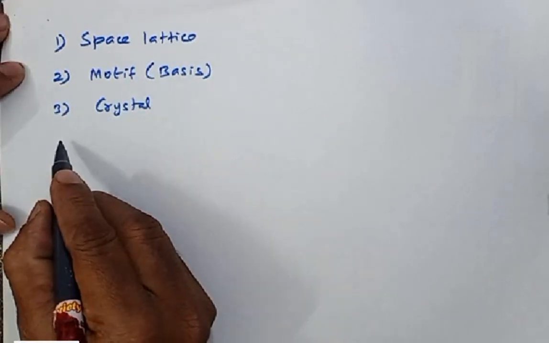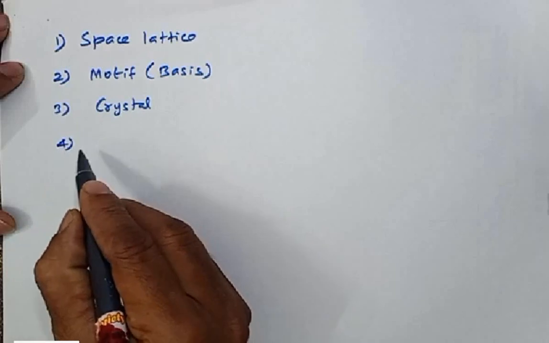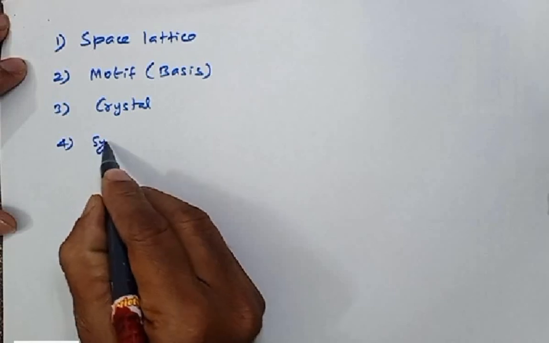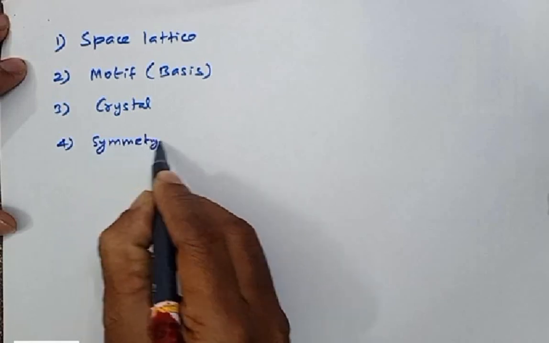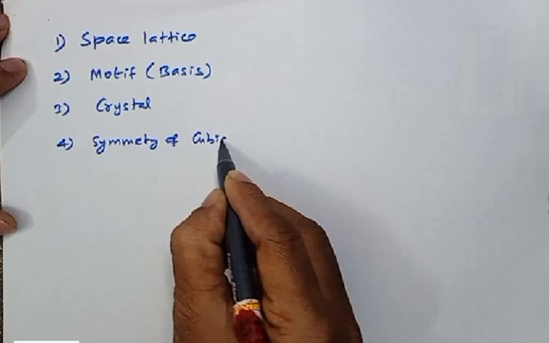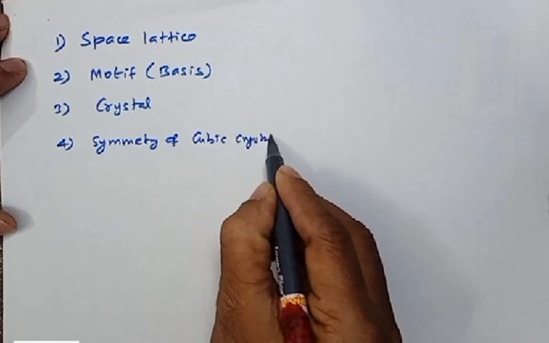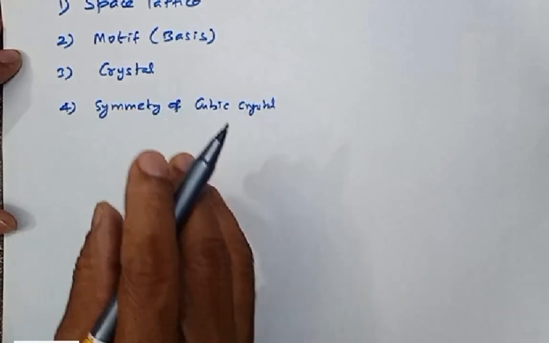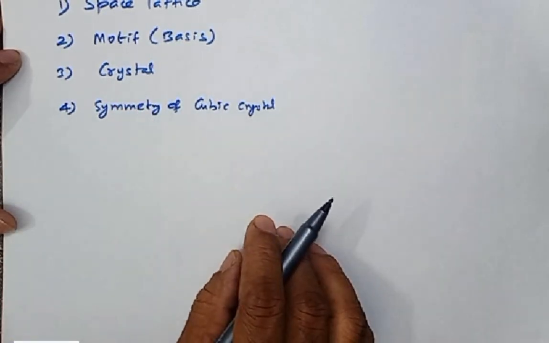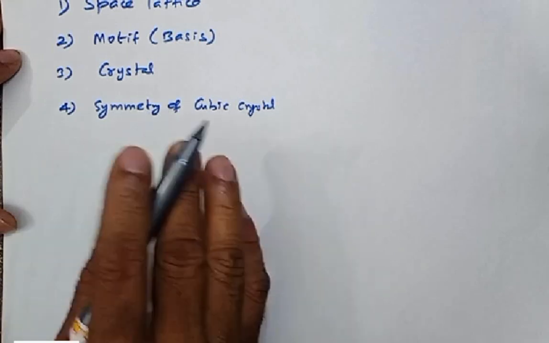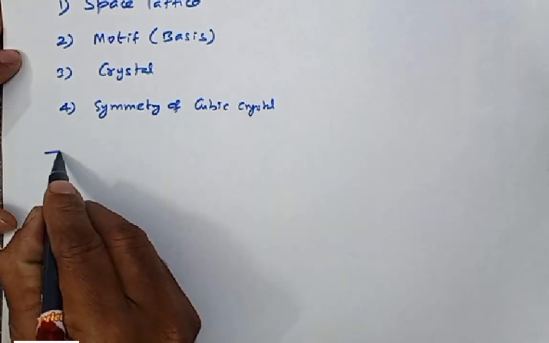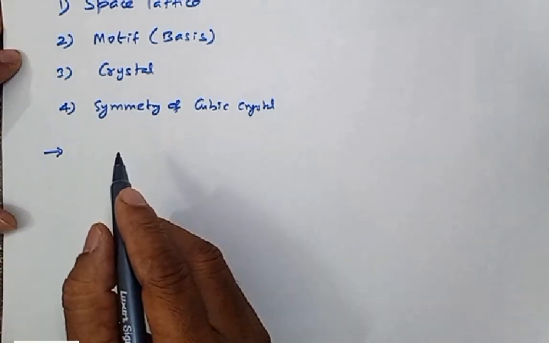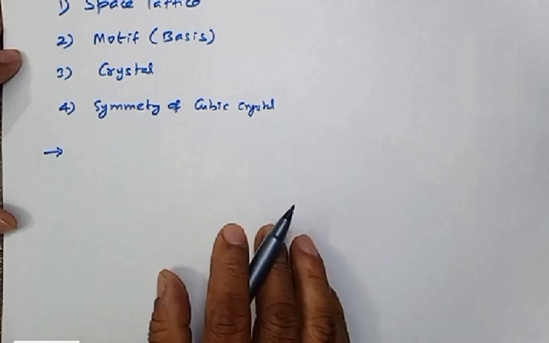Then we also discussed symmetry of cubic crystal, right? So symmetry of cubic crystal we discussed. Then we discussed some more basic informations. What we are going to do in this class is that we are going to understand what primitive unit cell, then non-primitive unit cell that is available.